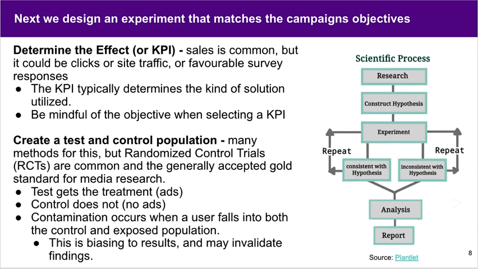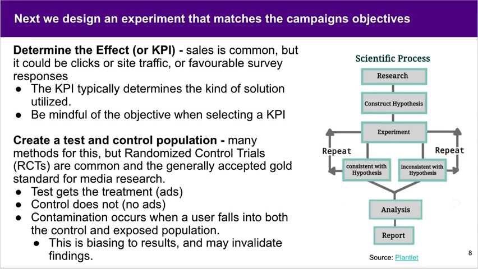First, that we choose a measured effect, the metric where we want to observe the change. We then create a test and control population. We administer the treatment, or the ad, to the test population. We then analyze the effect on the KPI for both of the groups.